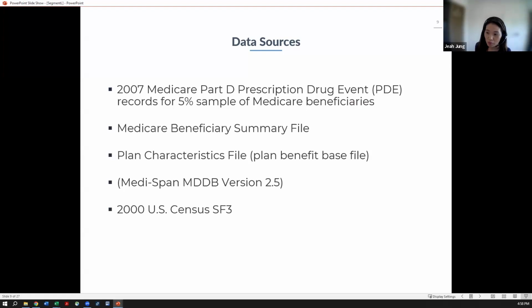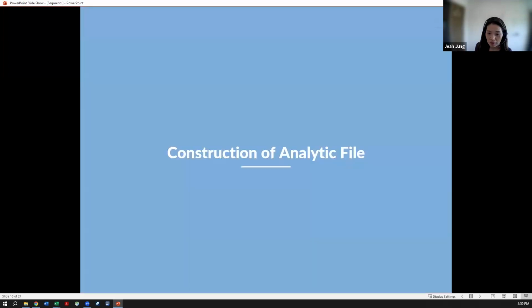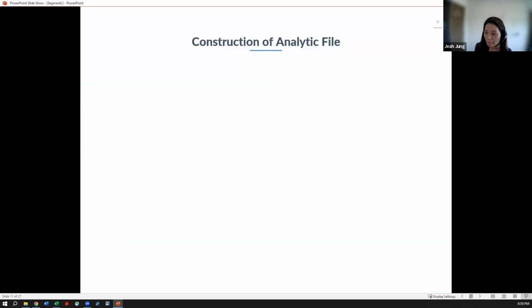But that's what I'm saying. If you were doing this study, you could simply identify statins based on generic names. There are only a dozen statins, right? So, construction of the analytic file: how do you start? What's the first step?